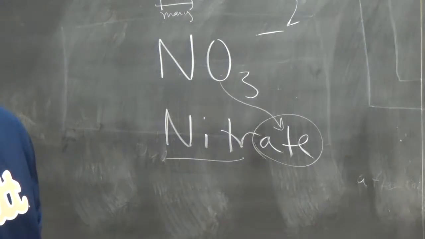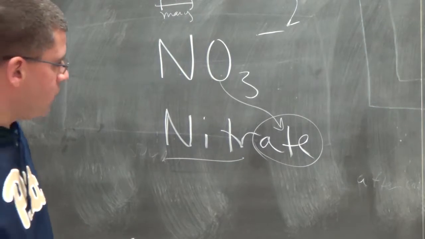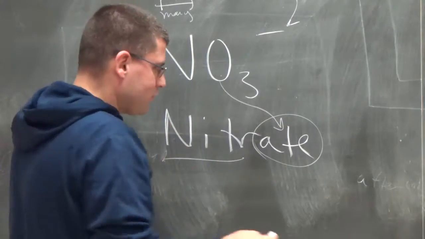So that's one of the 25. Now watch this. Watch how easy this becomes. There's another ion that's very similar. It's called nitrate.